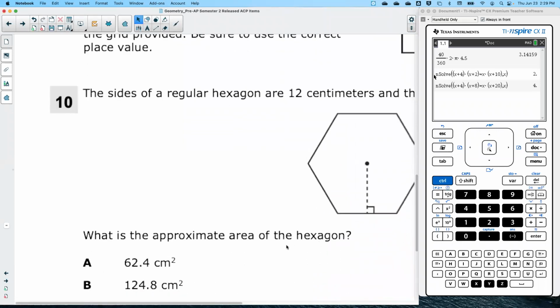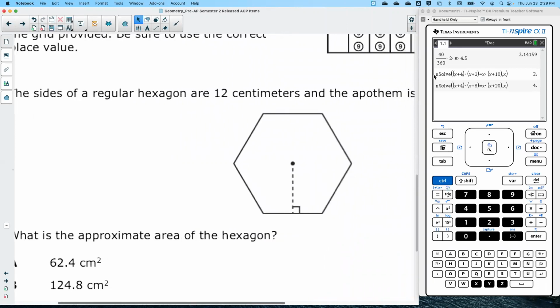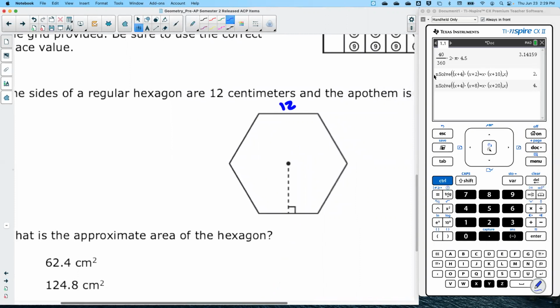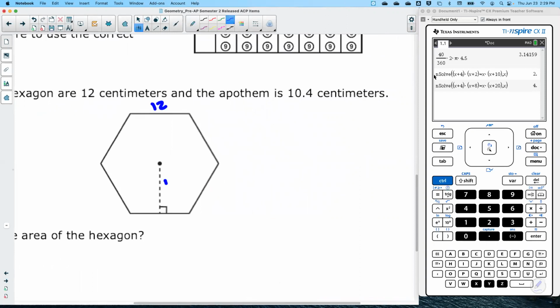Number 10. You already helped me on this one. The sides of a regular hexagon are 12 centimeters each, so I'm just putting a 12 there. What does it mean to be regular? They're equal. All sides are equal. And the apothem is 10.4.